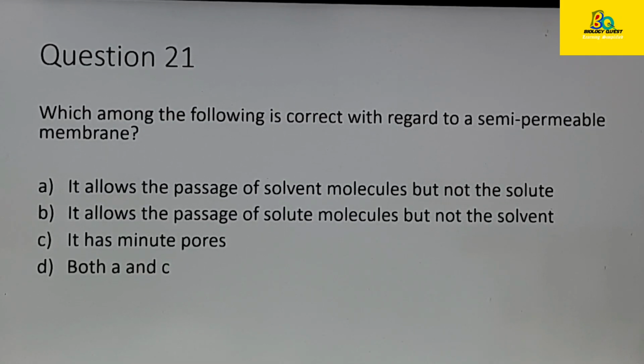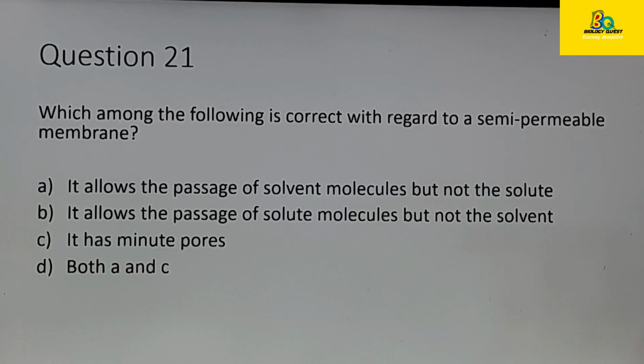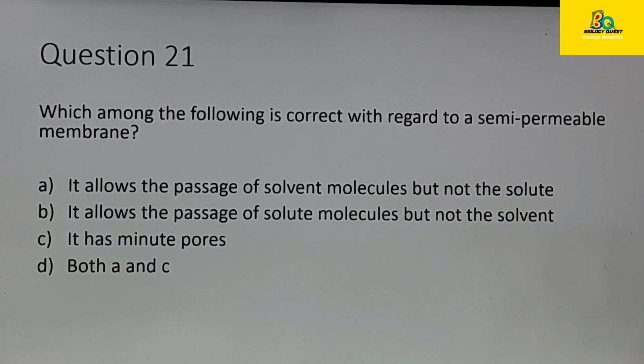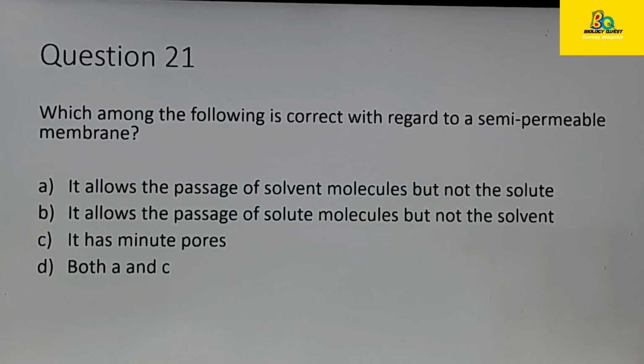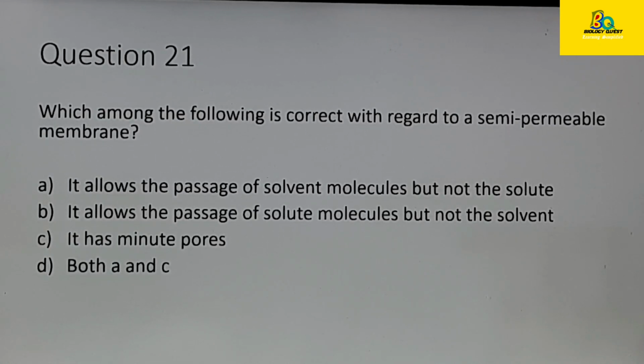Once again, option A: it allows the passage of solvent molecules but not the solute. That is true. Semi-permeable membrane allows the passage of only solvent molecules. Only water molecules can pass through the semi-permeable membrane. It will not allow the solute molecules. So option A is correct. Look at option B. It allows the passage of solute molecules but not the solvent. So that is wrong. We have already found that is wrong. Semi-permeable membrane allows the passage of only solvent molecules.